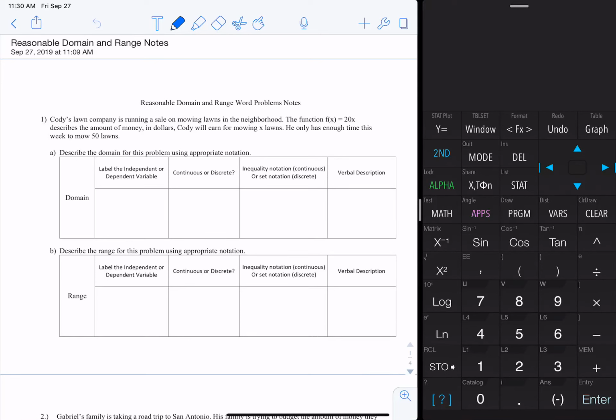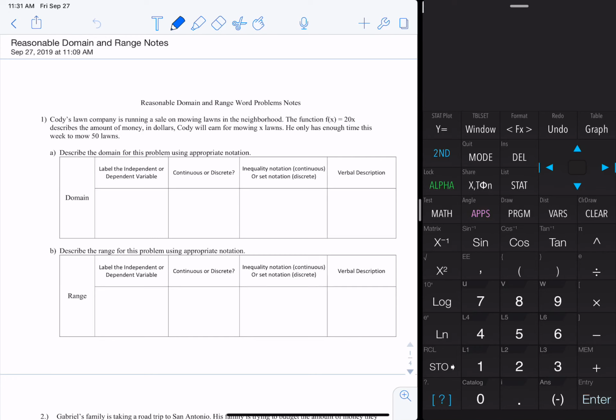All right, guys, so today we're going to talk about how to find domain and range that's reasonable to a word problem. This first question says, Cody's Lawn Company is running a sale on mowing lawns in the neighborhood. The function f of x equals 20x describes the amount of money in dollars Cody will earn for mowing x lawns. He only has enough time this week to mow 50 lawns.